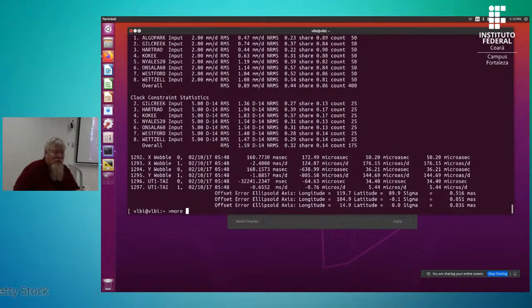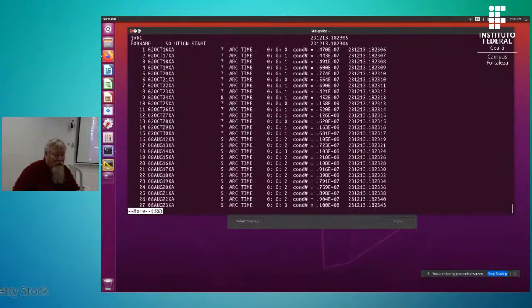So we just looked at the spool file. Let's look at the progress file. So that's more dollars workdir PRGF E3. And this is something that is output by solve in real time. And you can see that it starts off by saying forward solution start. So it's building up the normal equations, starting at the beginning and then going to the very end.